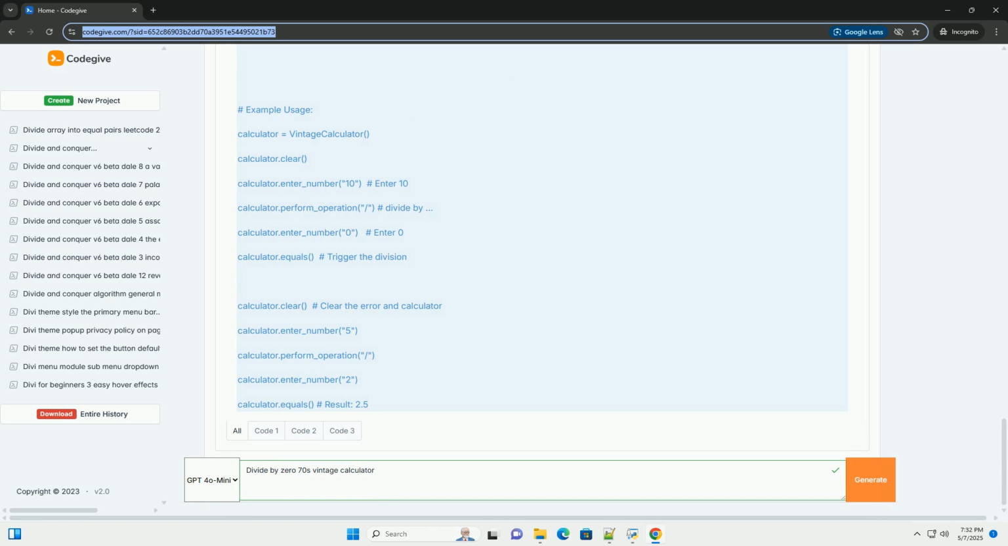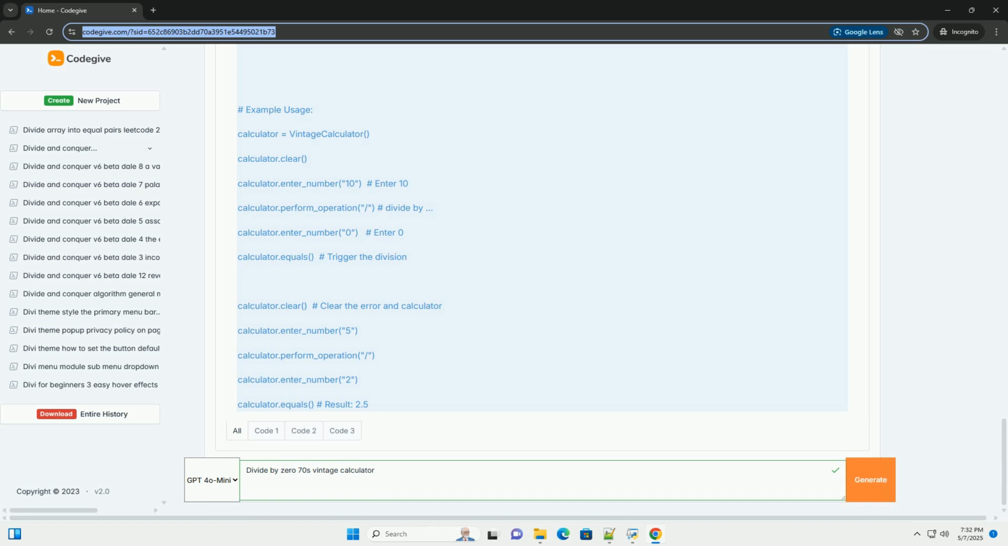7. show_error method: sets the error_flag to true and displays an error message on the simulated display. 8. update_display method: a simple way to show the display's content.